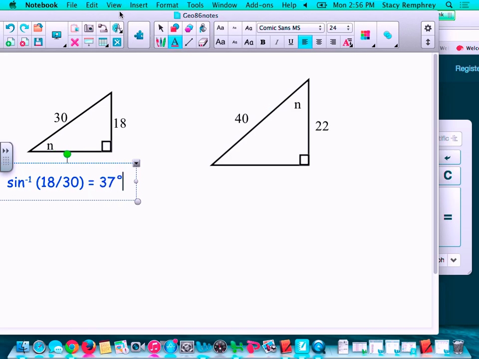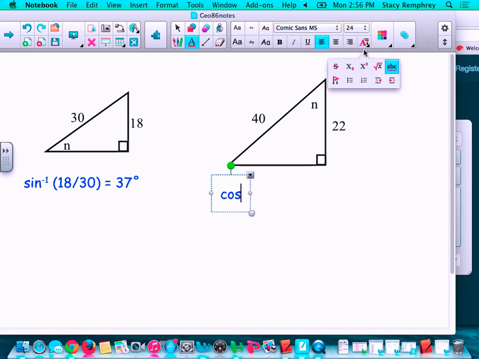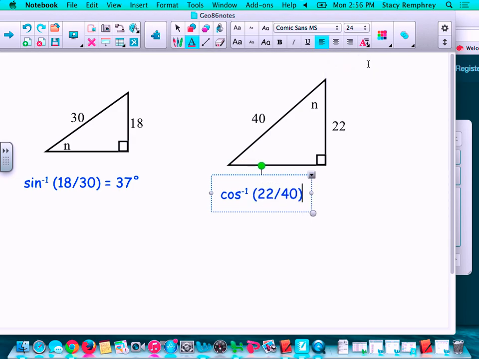So again, you can try the next one, push pause, try that, come back. In this one, 22 is adjacent to the n, 40 is the hypotenuse, so I'm going to do the inverse cosine of 22 divided by 40. And for that one, you should get, I believe that one was 57 degrees. Oh, not 75, sorry, 57.